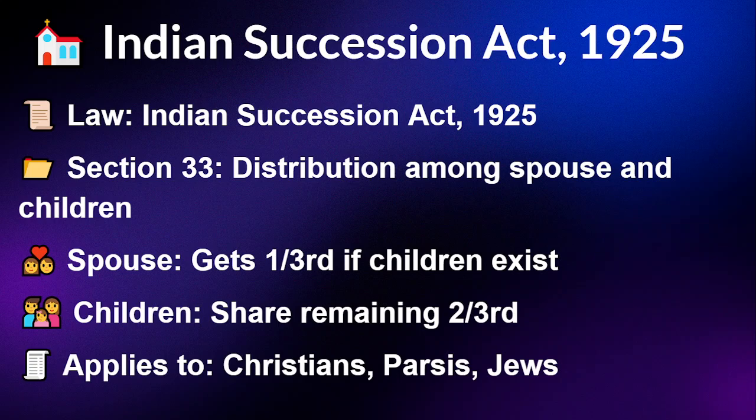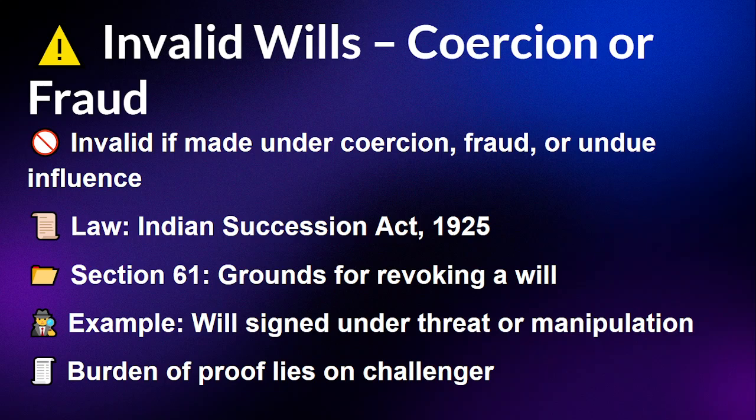Now let's talk about what makes a will invalid. A will must be made voluntarily and with full understanding. Section 61 of the Indian Succession Act, 1925, allows revocation if a will is made under coercion. If someone is forced or tricked into signing a will, it's legally invalid. For example, if an elderly person is pressured by a relative to exclude other heirs, that will can be challenged in court. The burden of proof lies on the person alleging coercion.